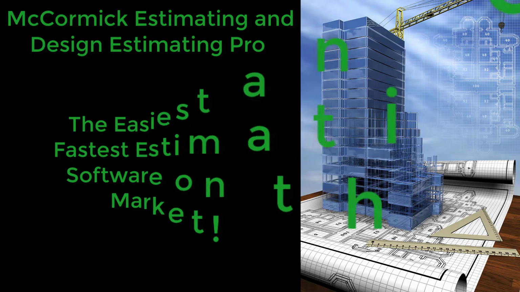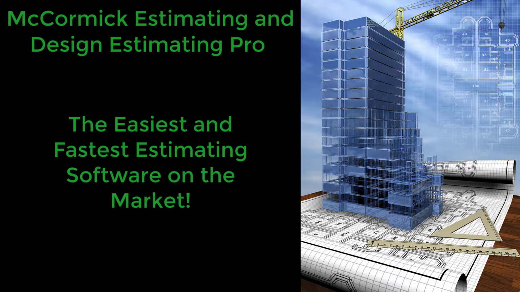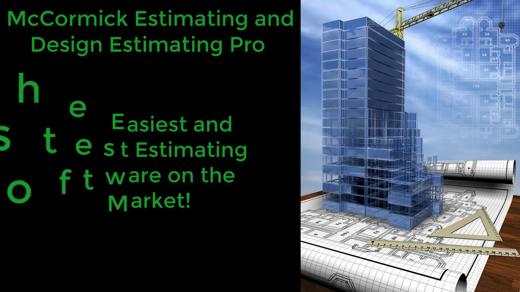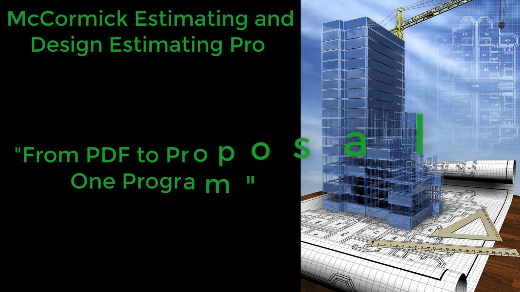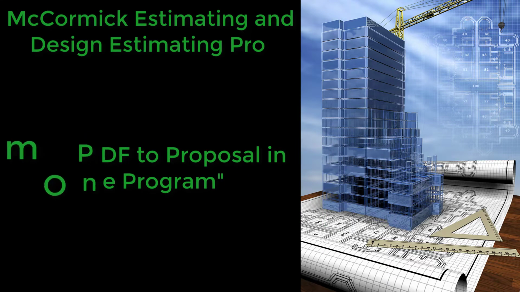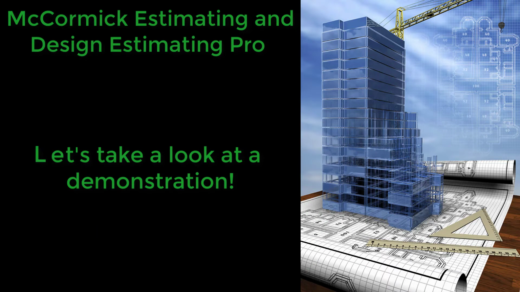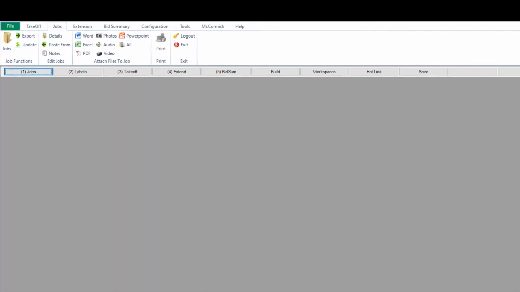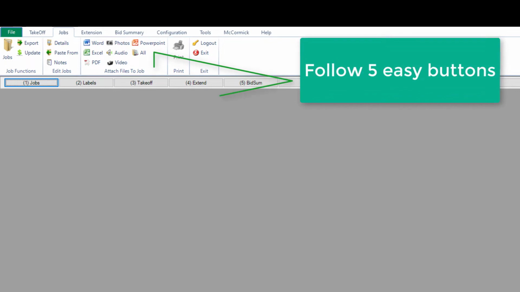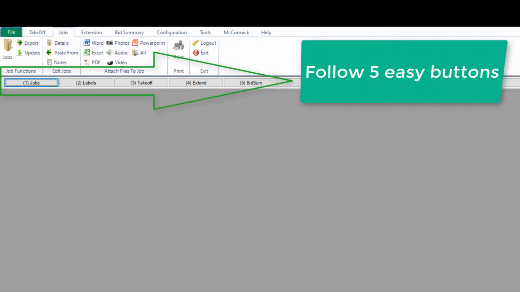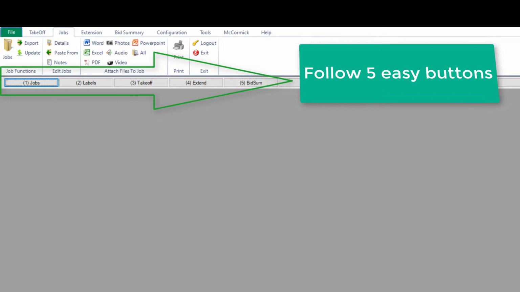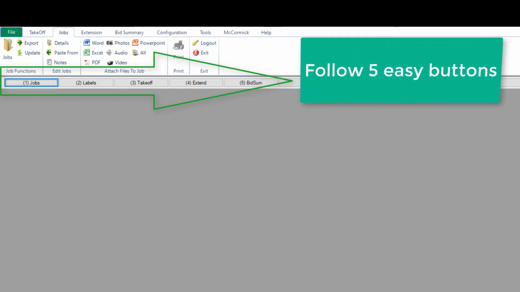McCormick's Estimating and Design Estimating Pro is the easiest and fastest estimating software on the market. From PDF to proposal, all in one program. Let's take a look at how this program works. There are just five easy steps to a completed professional-looking bid. And we have you follow five easy buttons. The number one button is Jobs, two Labels, three Takeoff, four Extend, and finally the Bid Summary. I'll take you through all of them with this demonstration.